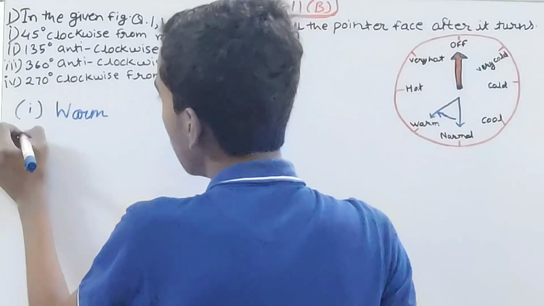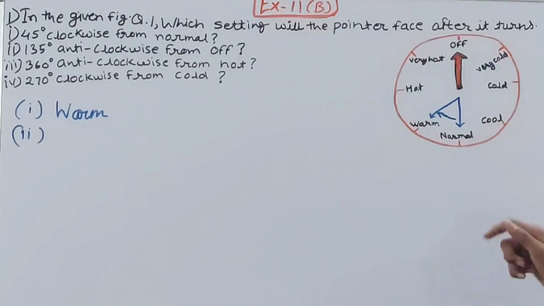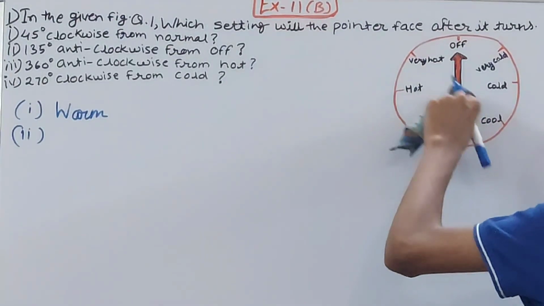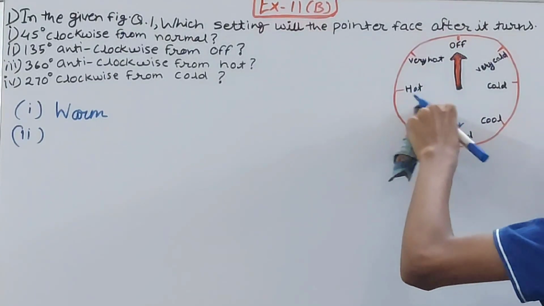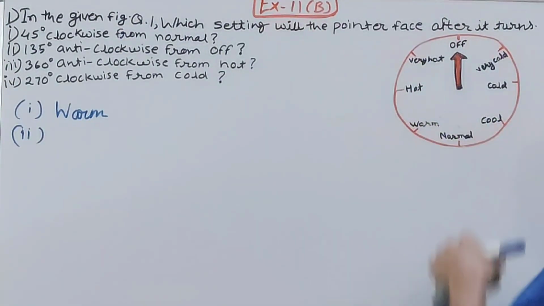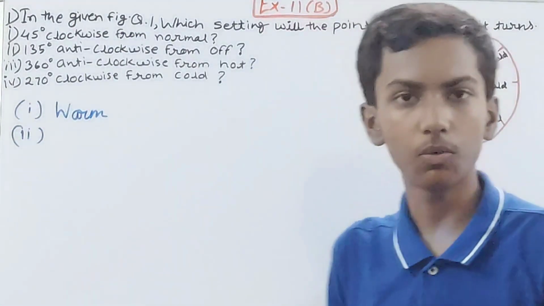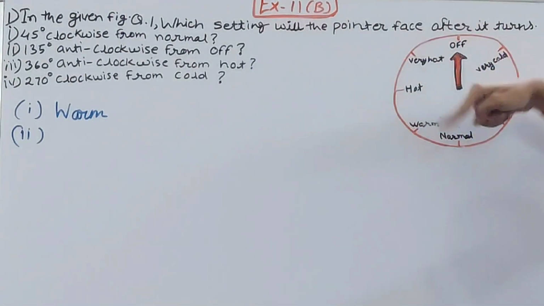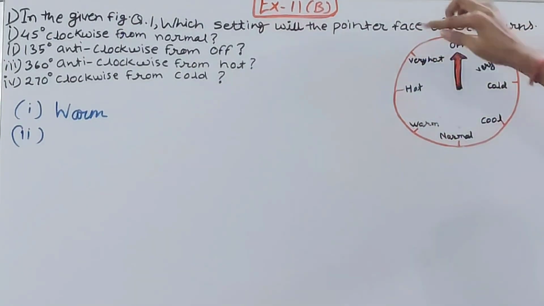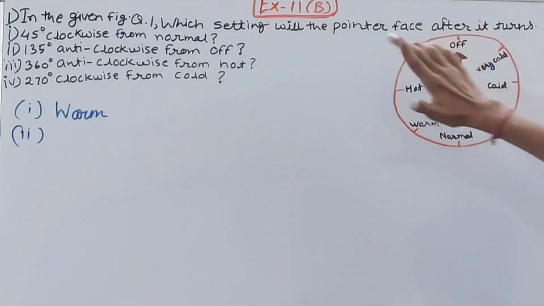Then see, 135 degrees anti-clockwise from off. Now we are back at the original point as it is in this figure, so I'll erase this pointer to avoid confusion. Now we have to go 135 degrees anti-clockwise. Anti-clockwise means this way, opposite to the direction of the clock.